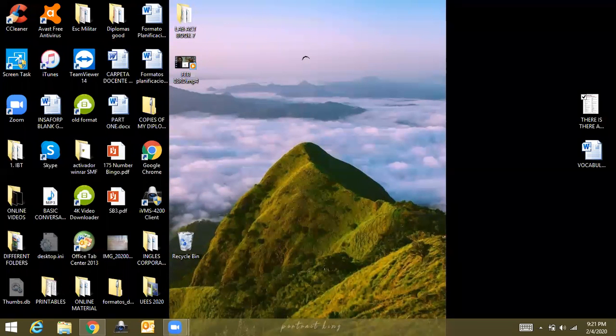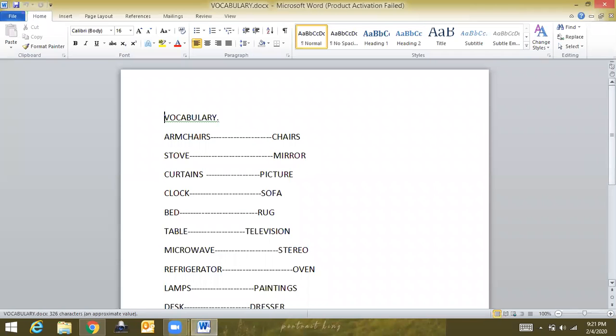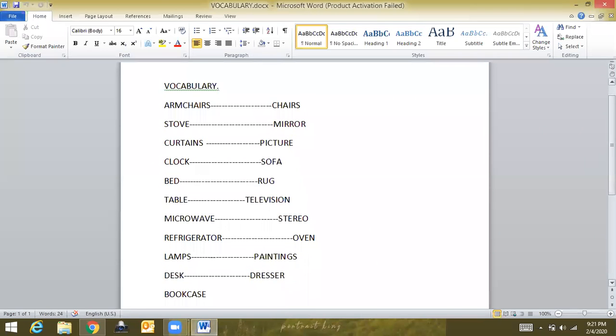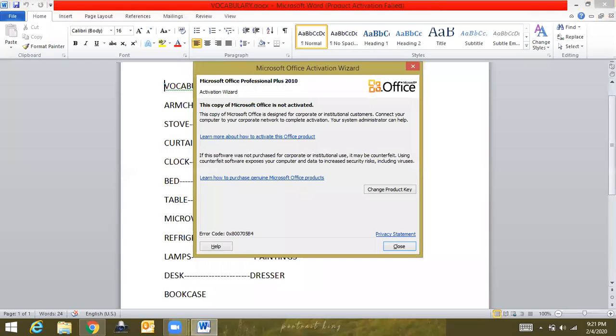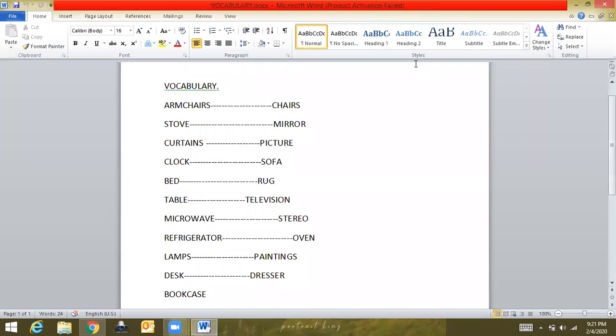So, let's check here the document. Do you see the document? Yes. Okay. So, esto es prácticamente la imagen que yo les envié temprano. Creo que le agregué como dos o tres. So we have armchairs, chairs, stove, mirror. ¿Y ese cómo se pronuncia?